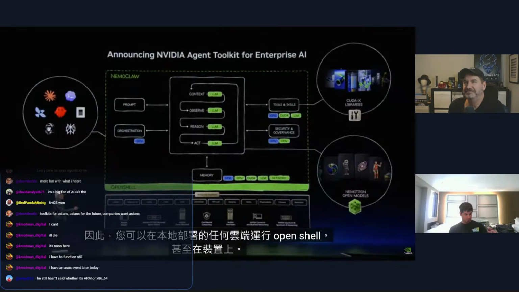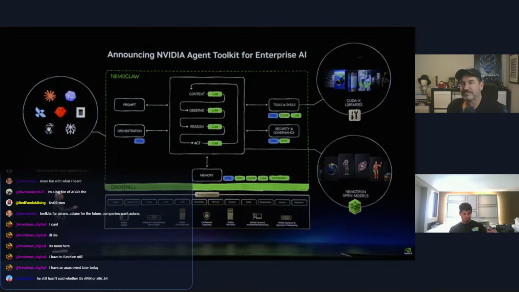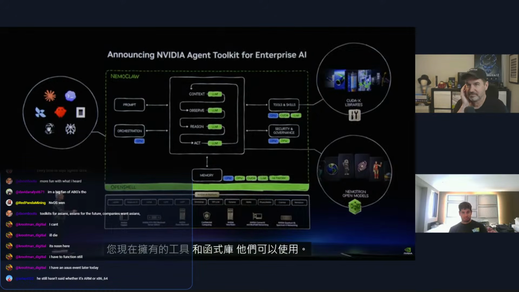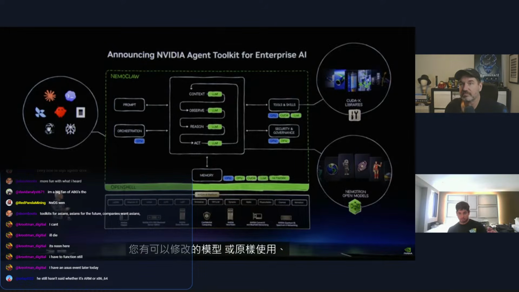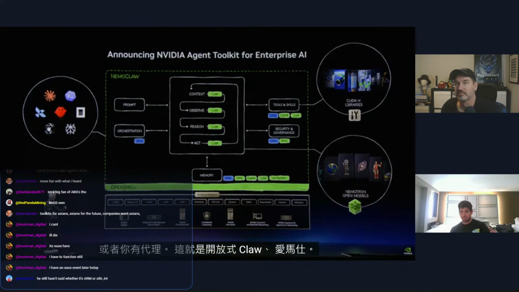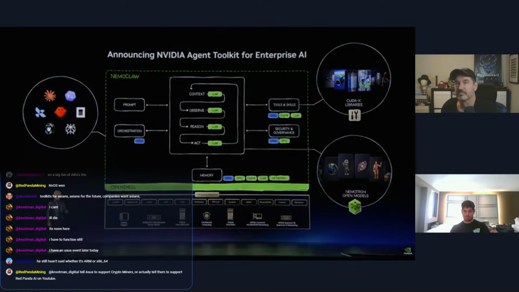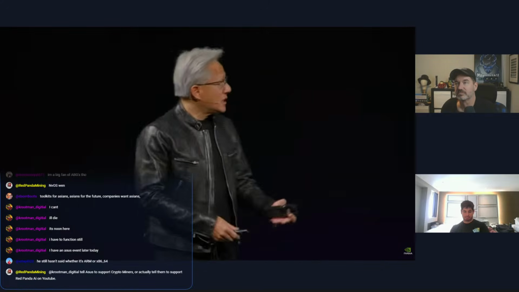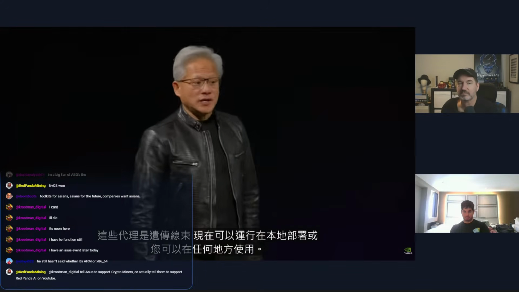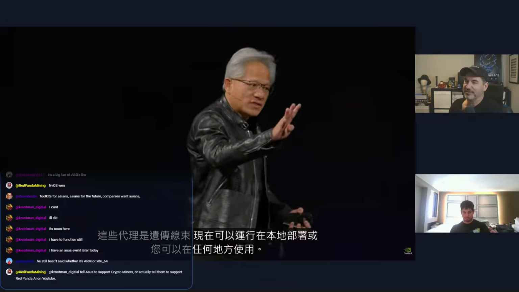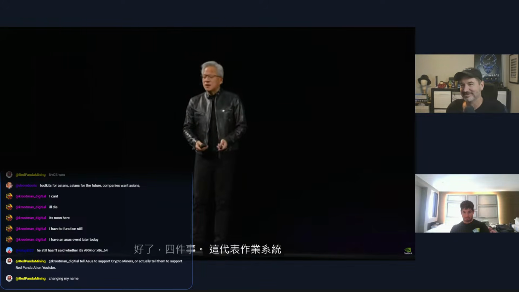So you have now tools and libraries that they can use. You have models that you can modify or use as is, or you have agents. This would be OpenClaw, Hermes, another incredible harness. These agentic harnesses can now run on-prem or for you anywhere, okay? And this represents the operating system of the modern enterprise.